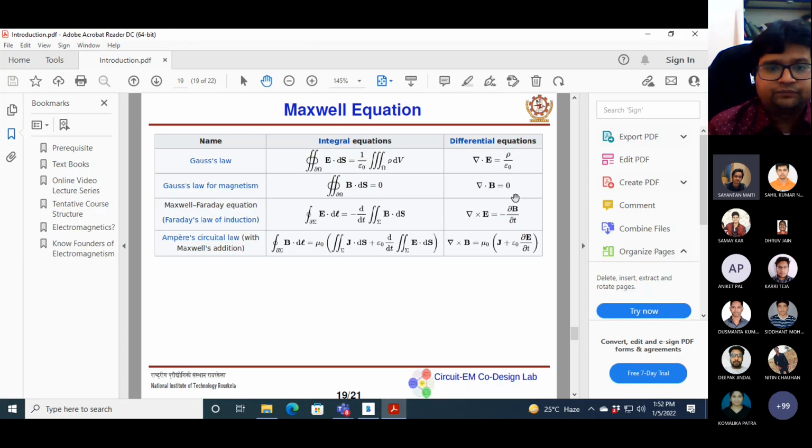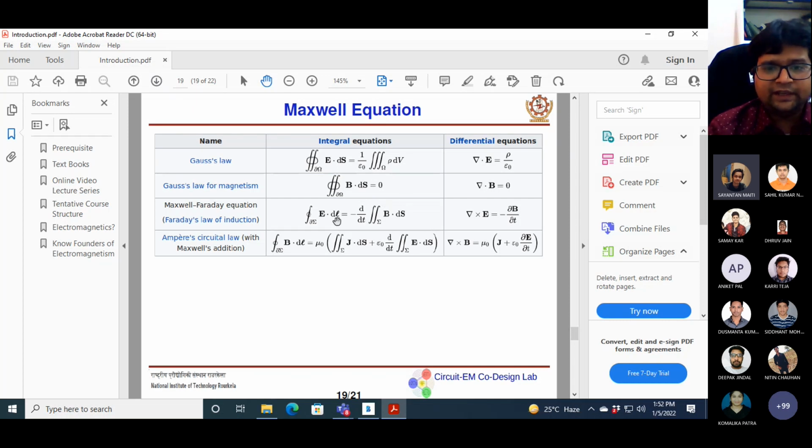So what about the next law? That is basically the Maxwell-Faraday equation. Originally this equation was discovered by Michael Faraday, and later the mathematical form was given by Maxwell. Faraday discovered it, and Maxwell wrote it in mathematical form.